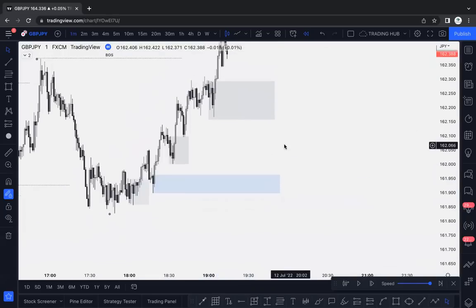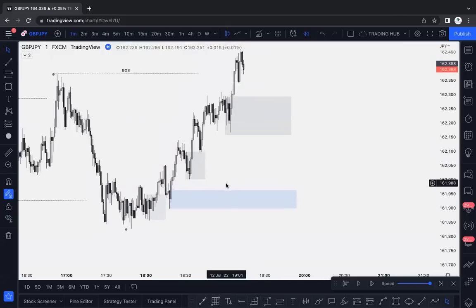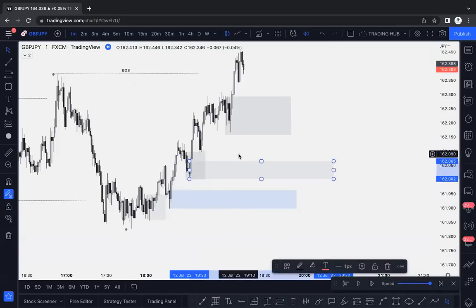Okay. If you can see here, if this one is mitigated by something here and this one is not mitigated in a 1 minute, then you can use it as the 1 minute order block. Correct. At this point, if this order block is already mitigated, then you can use the 1 minute structure.